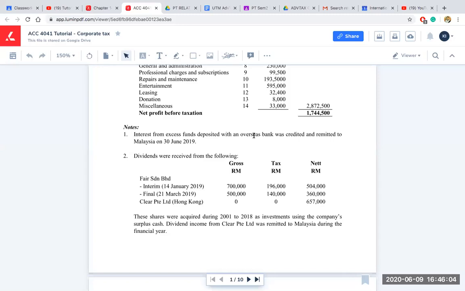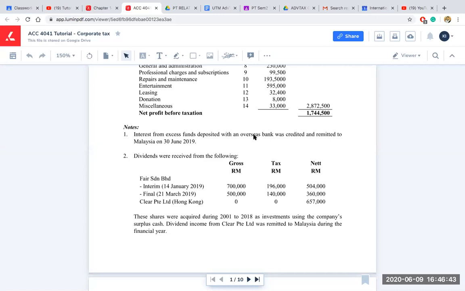Tak dengar lah. Exam, madam. Kenapa exam? Sebab dia interest. First year, was already deduct the tax. Because dividend is under single tier system sekarang. Single tier. Sekarang ni, the company Fair Sdn Bhd has paid. Of course the company should receive 700,000, but because the company Fair Sdn Bhd has paid tax on your behalf, 24%, you only get 504,000.